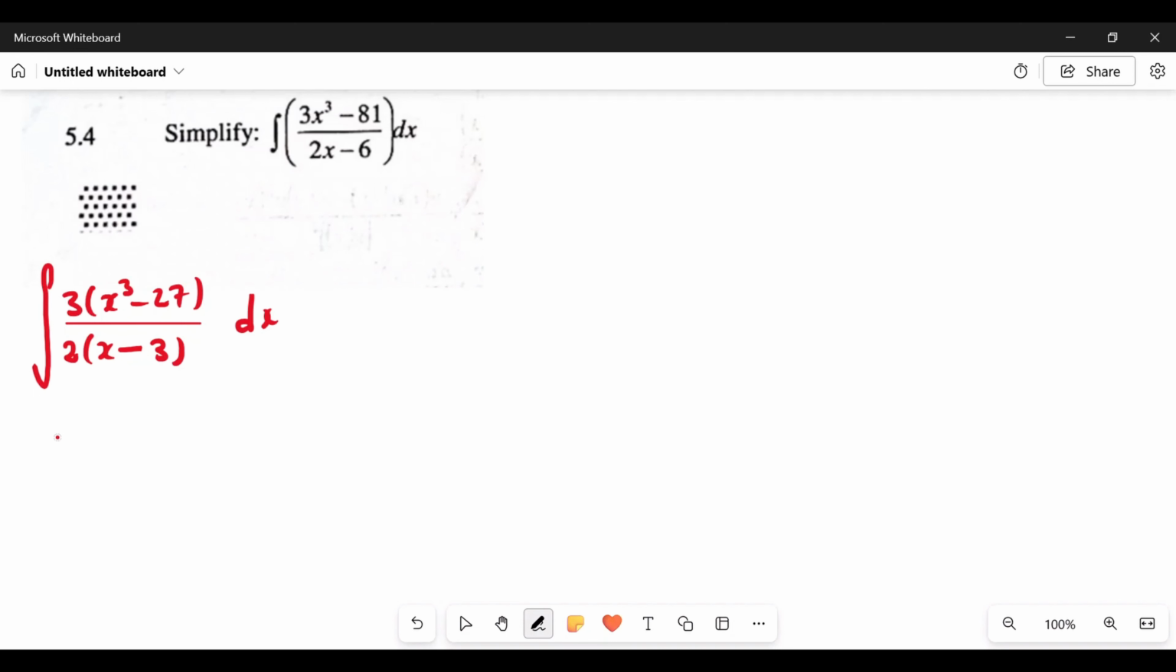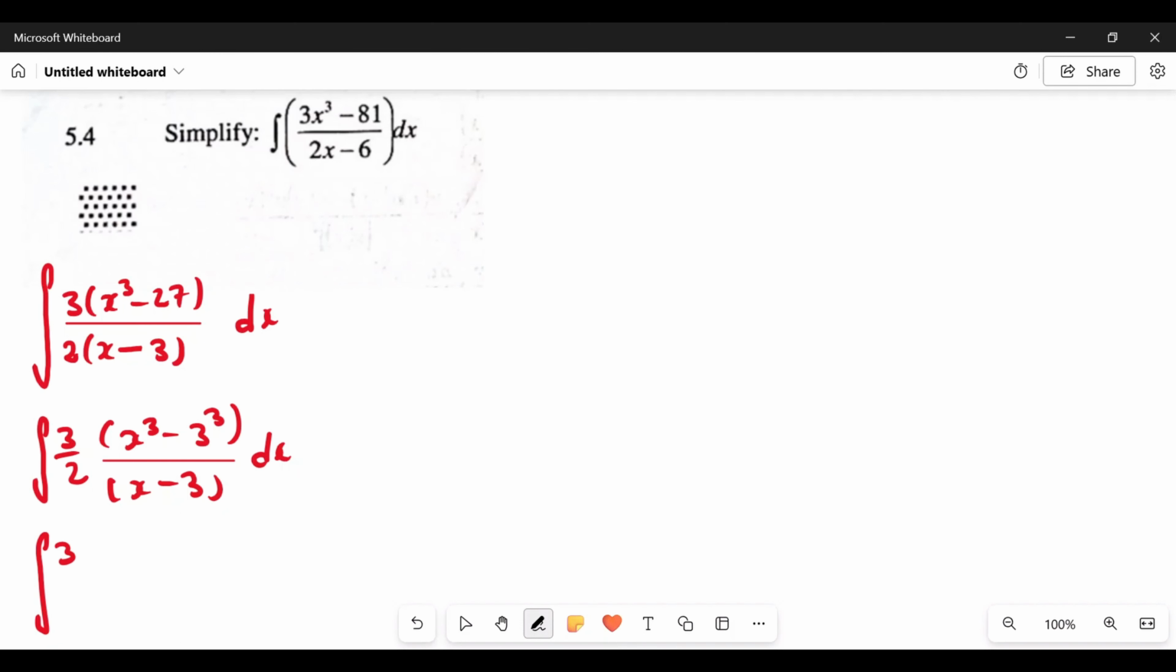So how do you simplify this? First of all, you need to do the following. We have 3 over 2. Then we can say x to the power of 3 minus 3 to the power of 3. There we go. Divide by x minus 3 dx. And then we continue writing the sigma there. We say 3 over 2. These are the common factor.